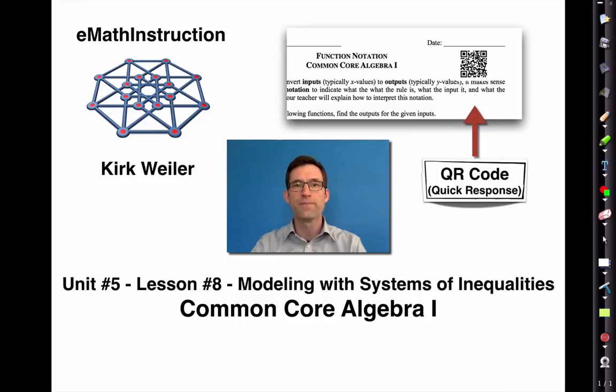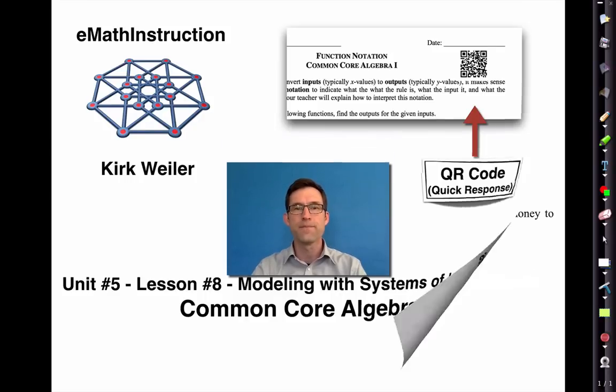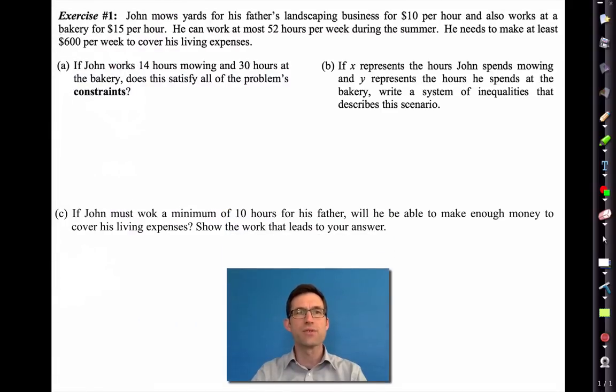Anyhow, let's get into a practical problem that involves modeling with systems of inequalities. Let's take a look at exercise 1. John mows yards for his father's landscaping business for $10 per hour and also works at a bakery for $15 per hour. He can work at most 52 hours per week during the summer, and he needs to make at least $600 per week to cover his living expenses.